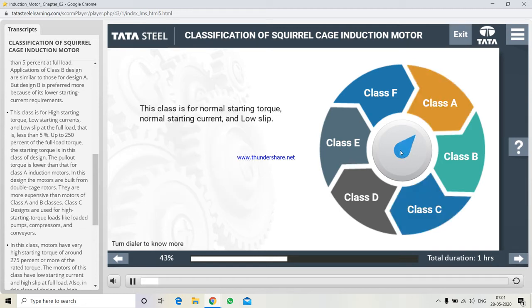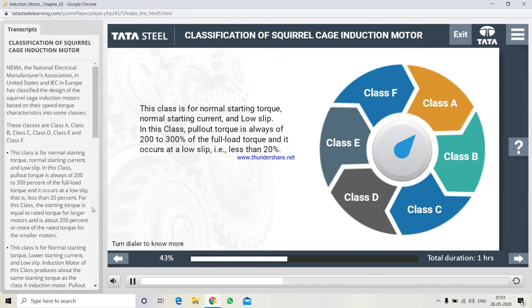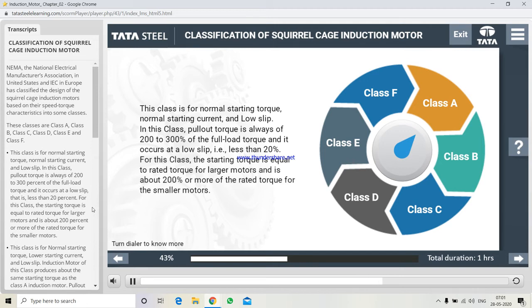This class is for normal starting torque, normal starting current, and low slip. In this class, pull-out torque is always 200 to 300% of the full load torque, and it occurs at a low slip, that is less than 20%. For this class, the starting torque is equal to rated torque for large motors and is about 200% or more of the rated torque for the smaller motors.